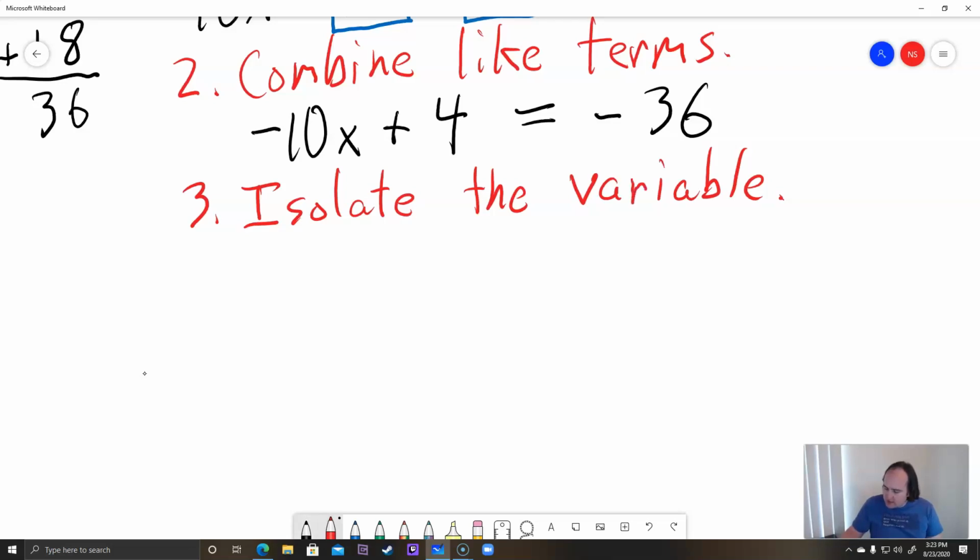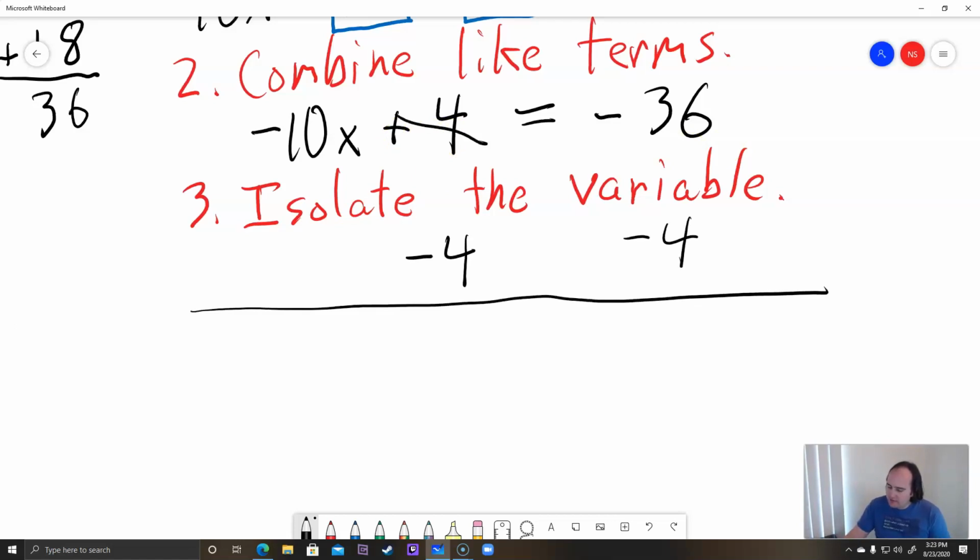In particular, you want to do your addition and subtraction before your multiplication and division when you're solving an equation. So first we want to get rid of the positive 4 on the left side. How do we do that? What's the opposite of adding 4? Subtracting 4. So we're going to subtract 4 from both sides. On the left side, the 4 and the negative 4 cancel, so we just get negative 10x.